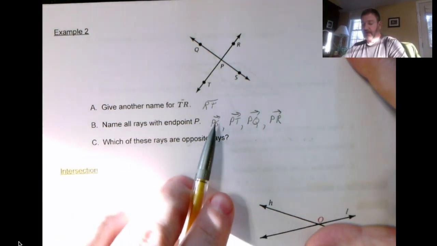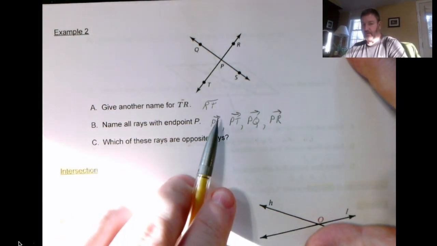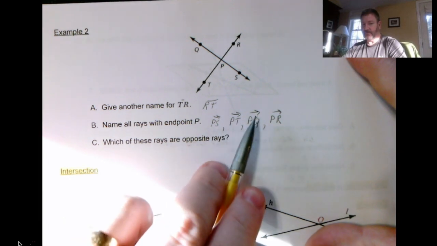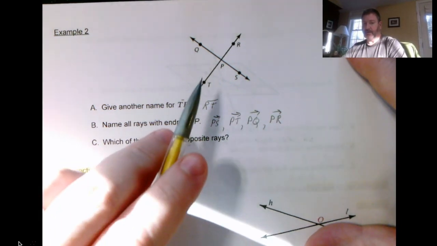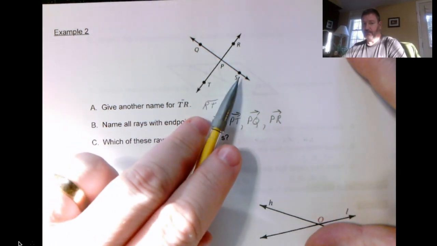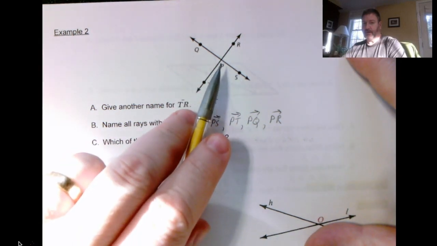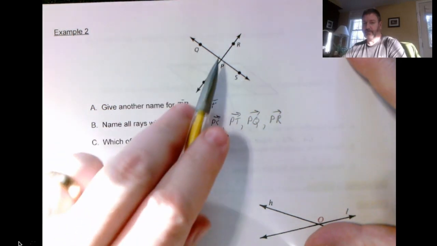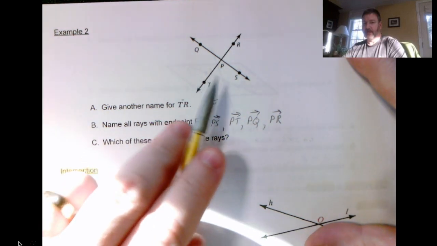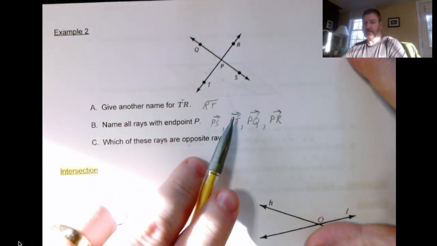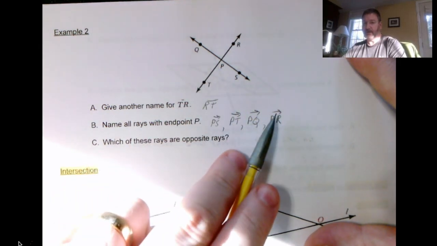Now notice the notation, the ray symbol always goes to the right, and it doesn't matter if the ray goes to the right, which this one does for PS and PR, but for PQ it goes to the upper left, PT it goes to the bottom left, but the notation always goes to the right.